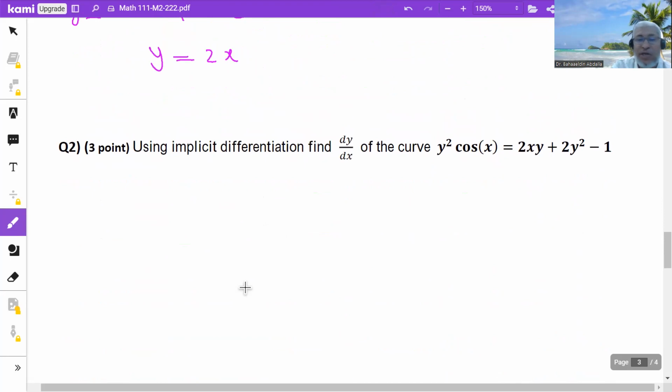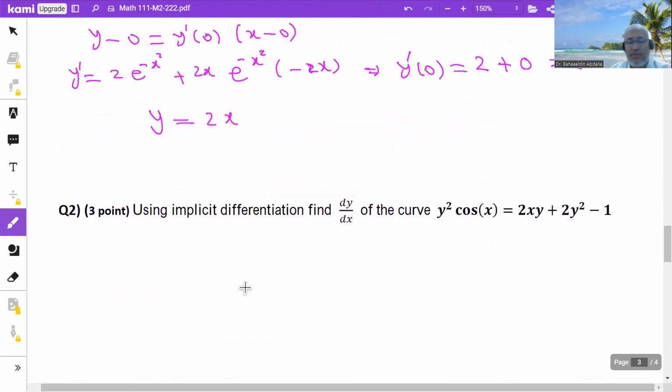Using implicit differentiation, find dy by dx, which is y prime. So let us find the derivative of this equation. Here in the left-hand side, I have products, so I'll use the product rule. Derivative of y squared is 2y times y prime, because y here is a function of x, times cosine x plus y squared as it is, times the derivative of cosine, which is negative sine x, equals 2xy.